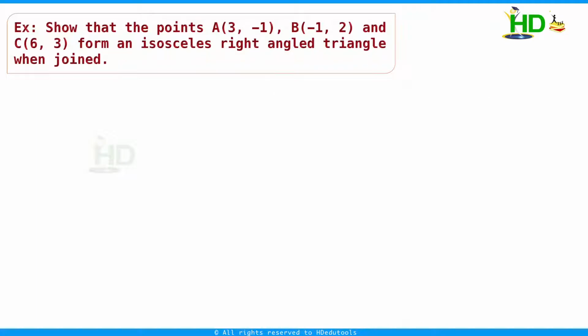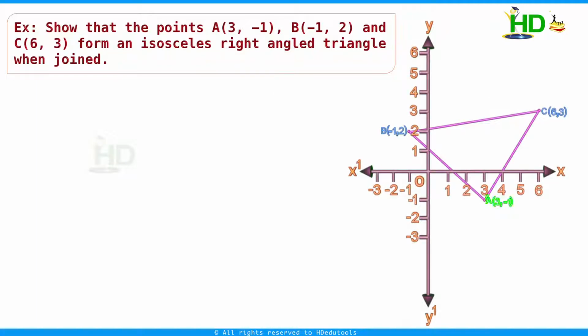Now we take another problem. Show that the points A(3,-1), B(-1,2) and C(6,3) form an isosceles right angle triangle when joined. 3 points are given. The coordinates of the points are A(3,-1), B(-1,2), C(6,3). We have to show that these 3 points form a right angle triangle. Let us consider AB, BC and AC as the sides of this triangle. If this is a right angle triangle, what should be the condition? Yes, the sum of squares of any two sides is equal to the square of the third side, which is the Pythagoras theorem.